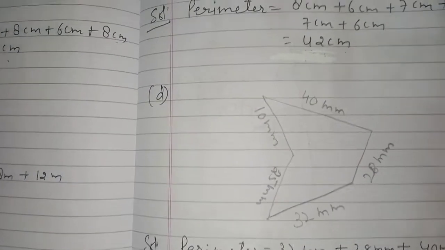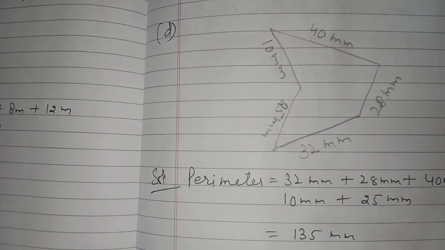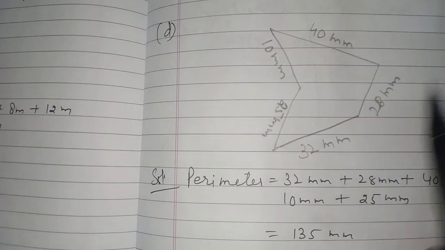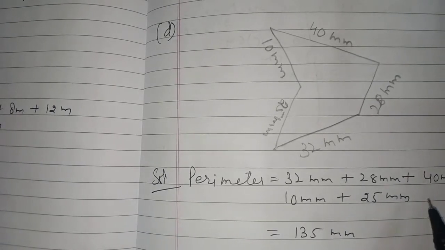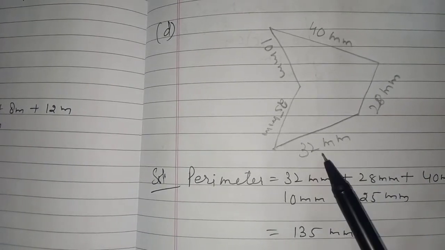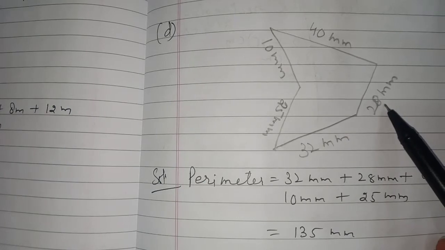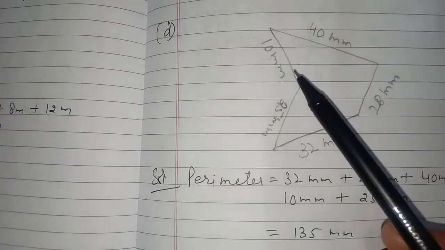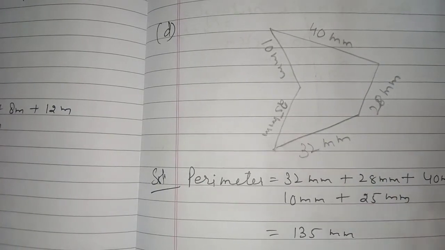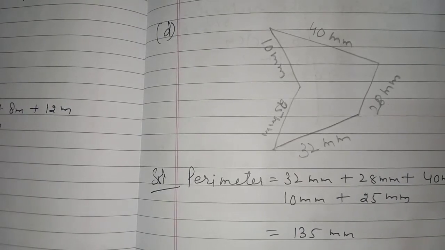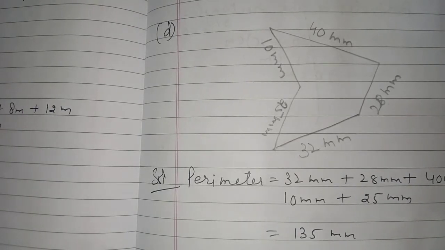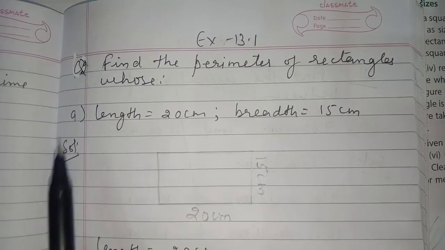Now the fourth one, let us see. Now here the lengths are given to us. We will add all the lengths and find the perimeter. So let us start from here. 32 millimeter plus 28 millimeter plus 40 millimeter plus 10 millimeter plus 25 millimeter. So what will be the answer? 135 millimeter.